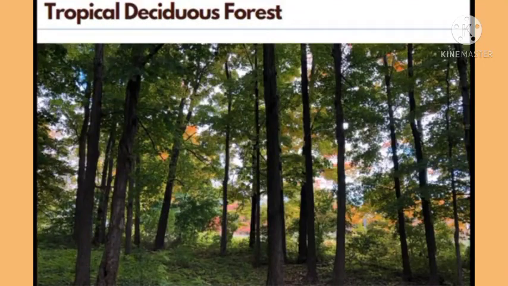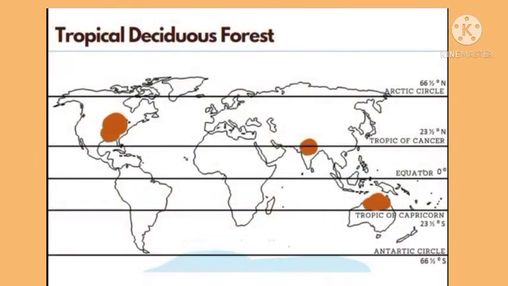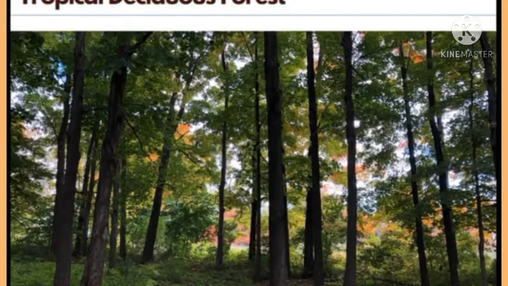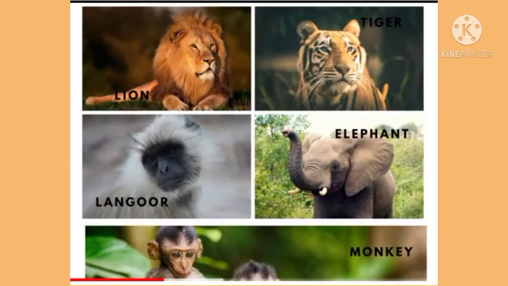Tropical deciduous forest. Tropical deciduous forests are the monsoon forests found in a large part of India, northern Australia, and Central America. This region experiences seasonal changes. Trees shed their leaves in the dry season to conserve water. The hardwood trees found in these forests are sal, teak, neem, and shisham. Hardwood trees are extremely useful for making furniture, transport, and constructional materials. Tigers, lions, elephants, langurs, and monkeys are the common animals of these regions.